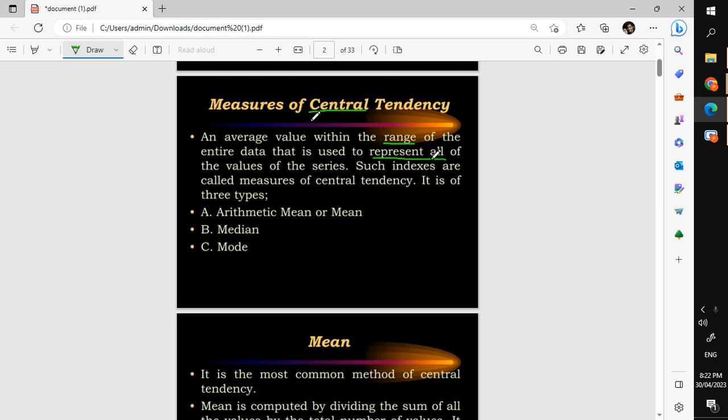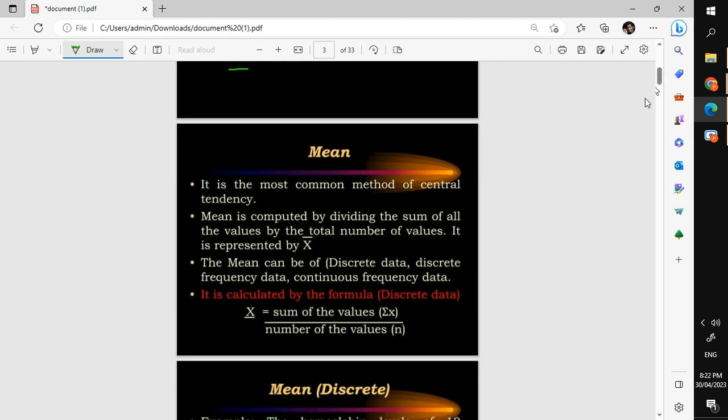It is actually composed of only three. When we say, what are the measures of central tendency? We only have the mean, the median, and the mode. We'll try to talk about these one by one. Let's have first the mean.